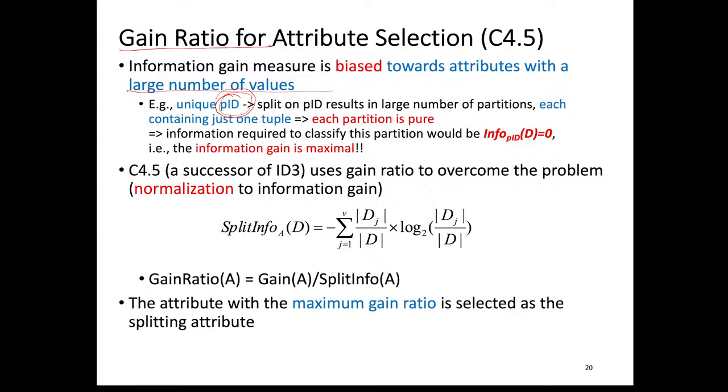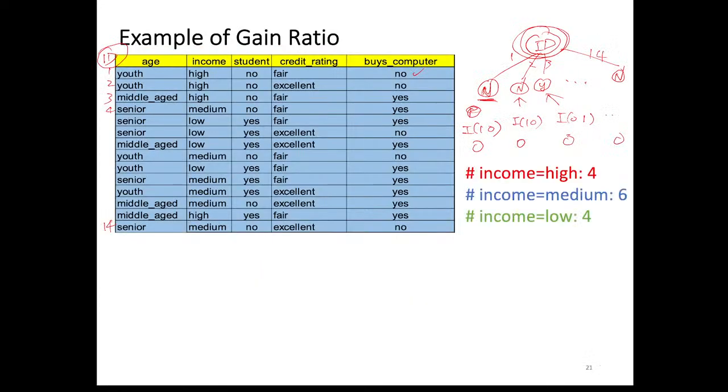So in order to unbias this situation, we define something called gain ratio. Gain ratio is the information gain of A divided by the split information of A. So what is the split information of A? Let me give you an example directly.